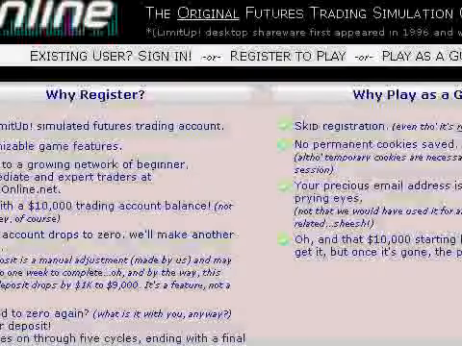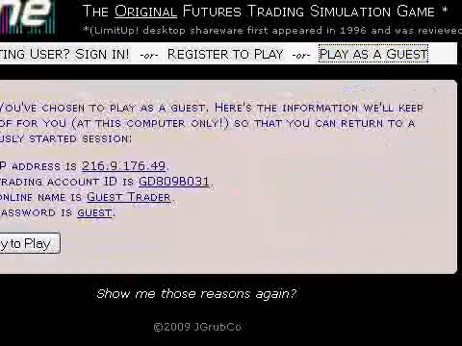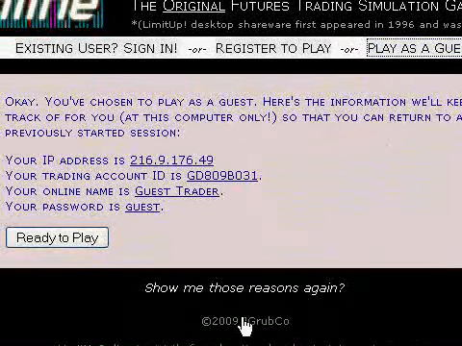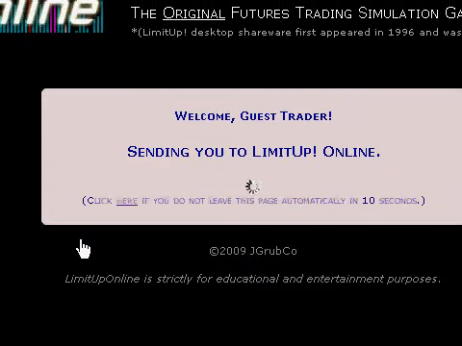I've logged on to limitup.com and it asks me if I want to sign in, register as a new user, or simply play as a guest. I'm just going to play as a guest. Limit Up Online builds a guest account for me, and I'm going over this login process with you in case you want to try this yourself at a later time. Or you can follow along right now in a separate browser window.